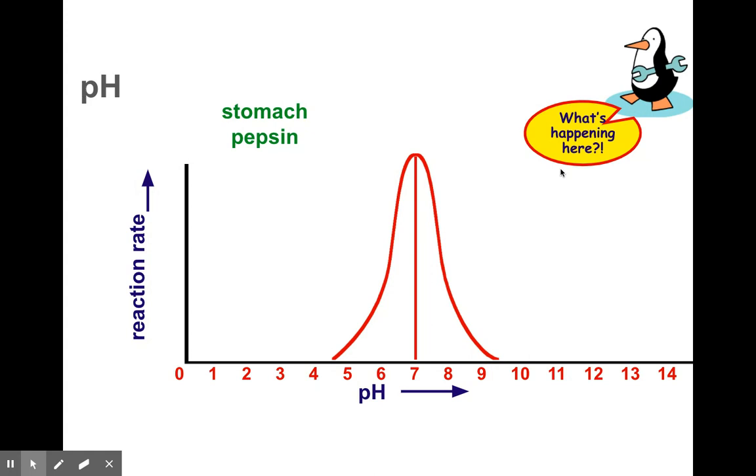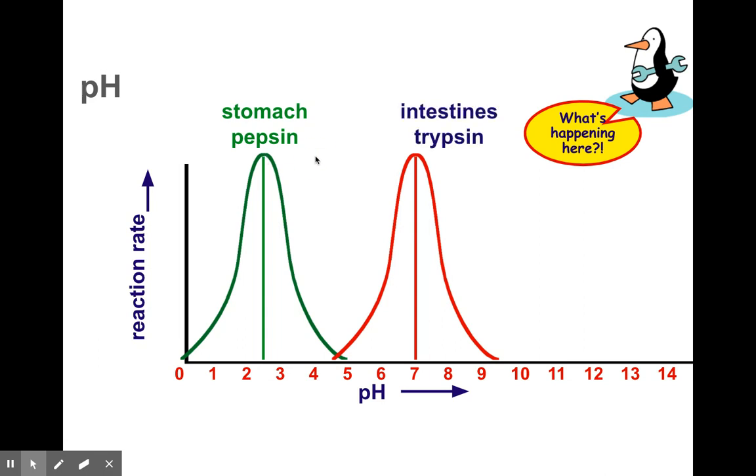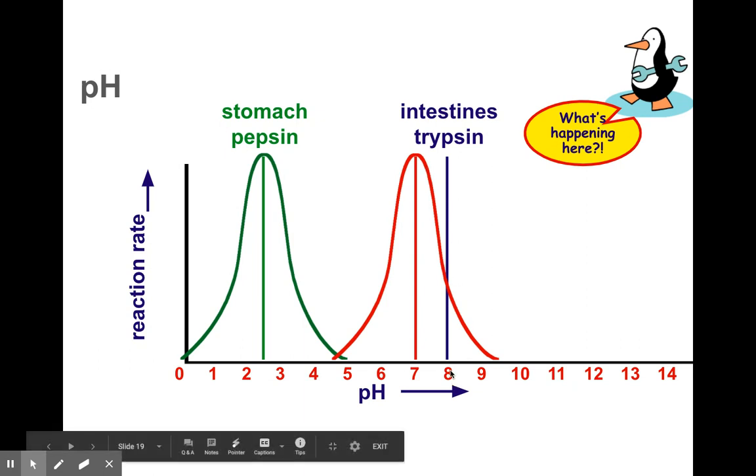Let's look at our stomach. Pepsin works best at around a pH of 2.5. Well, why is that? Well, if you think about it, your stomach is used to basically break down your food. So those enzymes are highly acidic. Because they're highly acidic, that means that the enzyme works best within a pH of less than 7. If we look at our intestines, it is a little bit more basic. So the enzymes here work best at a pH of 8.